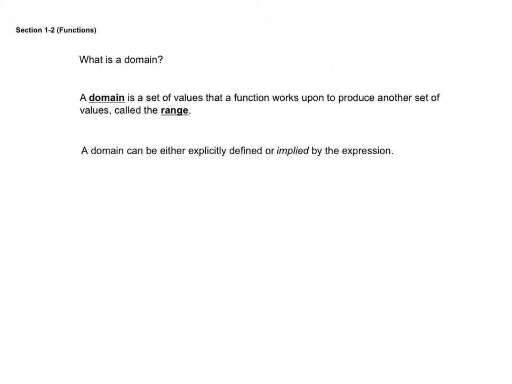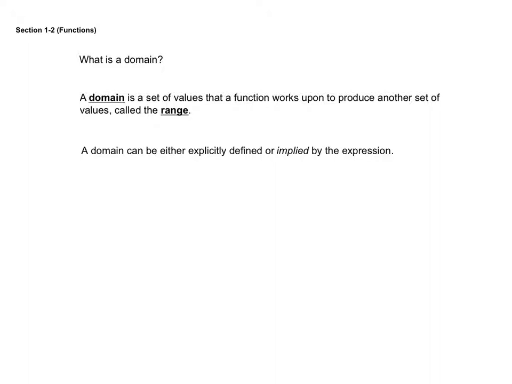So, we've talked about domains, but what's the academic definition for a domain? A domain is a set of values that a function works upon to produce another set of values called the range. Okay? Now, a domain can either be explicitly defined or implied by the expression. What do I mean by that? Well, when I say explicit, it means that the domain is written down.